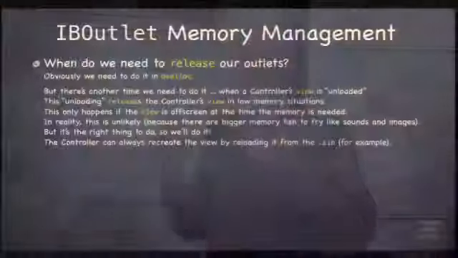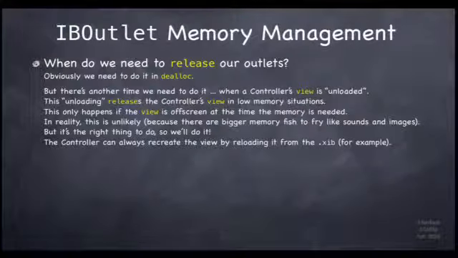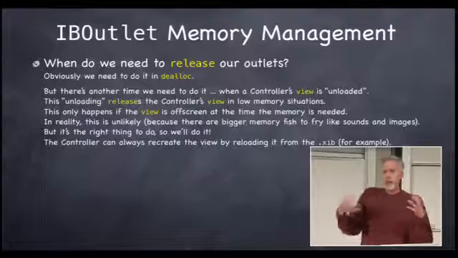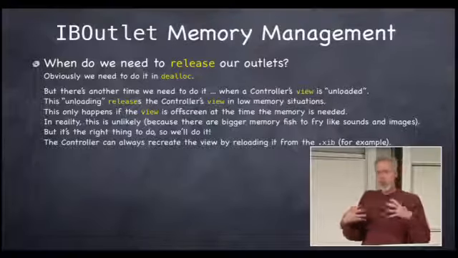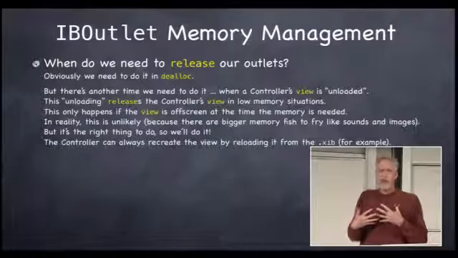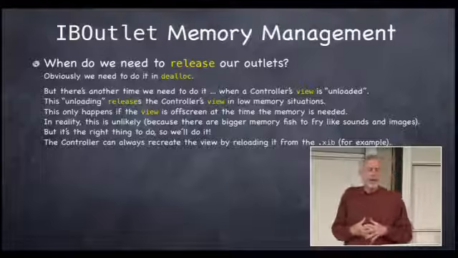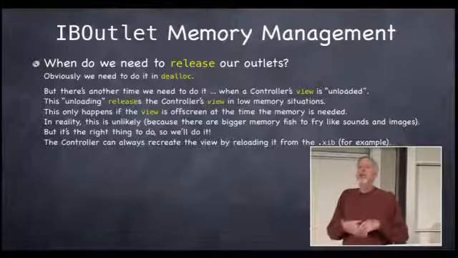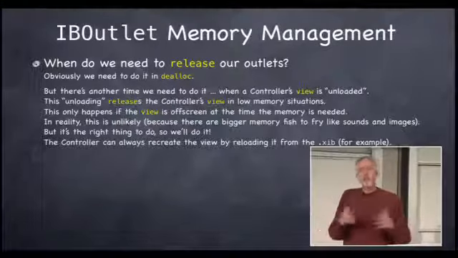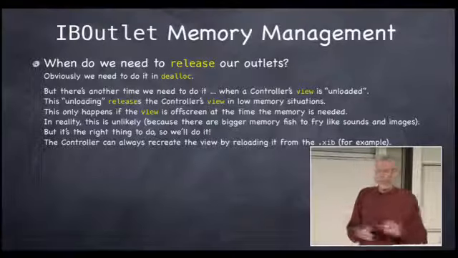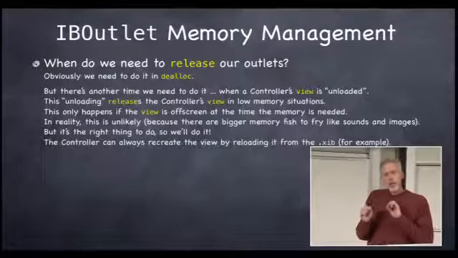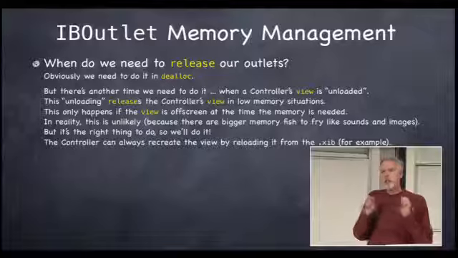First of all, obviously we need to release our outlets in the dealloc of our controller, because our controller is the one that owns those outlets. The retain that happened when they loaded from IB is really on behalf of the view controller. So when the controller is dealloced, which you've never seen actually happen because the calculator is so simple, but it will happen, we need to do it. But there's another time we need to do this, not just on dealloc.